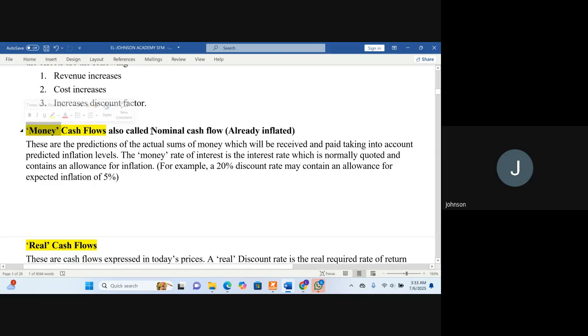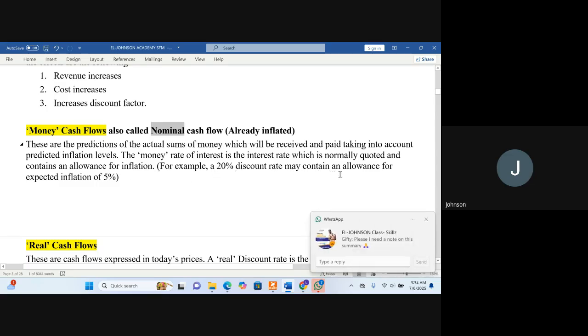When they say it's in nominal terms, know that that cash flow is being inflated. These are the predictions of the actual sums of money which will be received and paid, taking into account predicted inflation levels. The money rate of interest is the interest rate which is normally quoted and contains an allowance for inflation. For example, a 20% discount rate may contain an allowance for expected inflation of 5%.